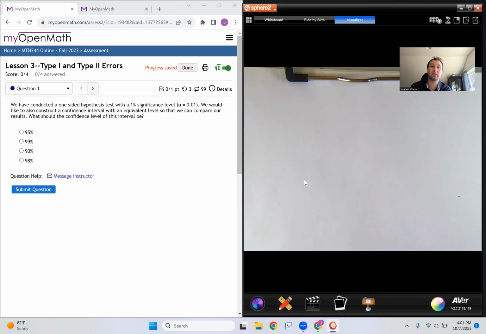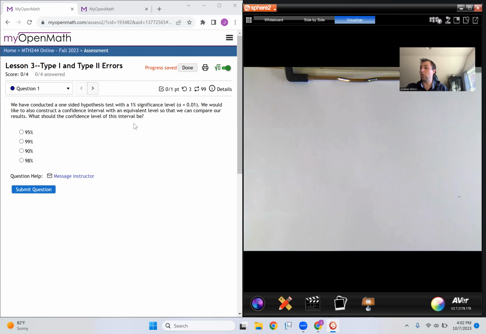Let's take a look at two problems, one involving the connection between alpha and our confidence level, and one involving type 1 and type 2 errors. So we've got this question here. We have conducted a one-sided hypothesis test with the significance level of 1%, and as a decimal, that's 0.01. We'd like to also construct a confidence interval with an equivalent level so we can compare our results. What should the confidence level of this interval be?